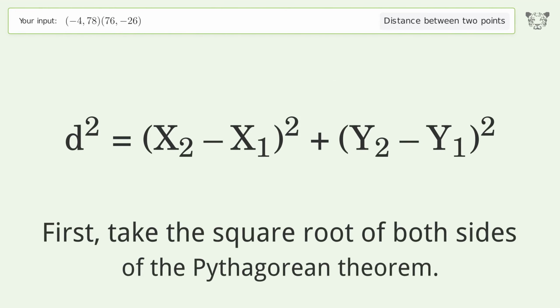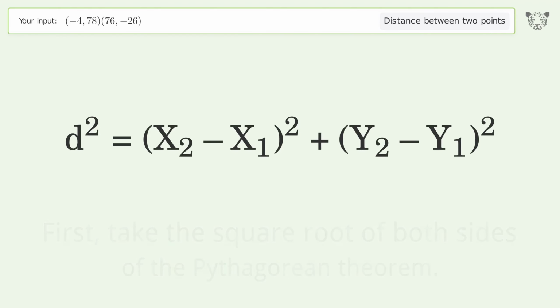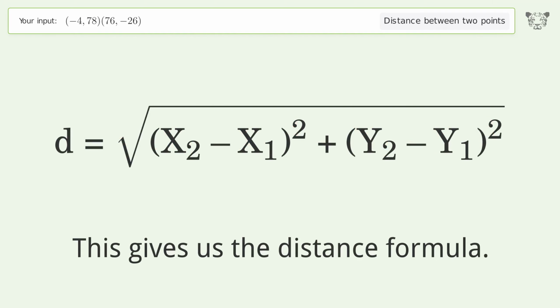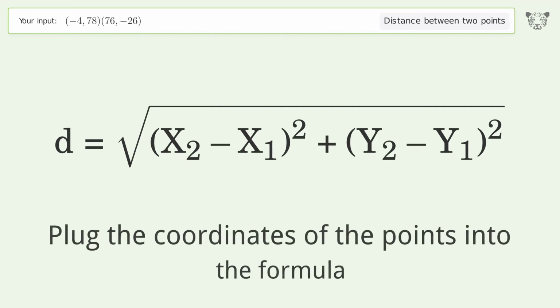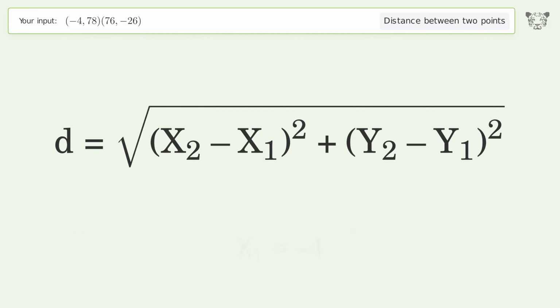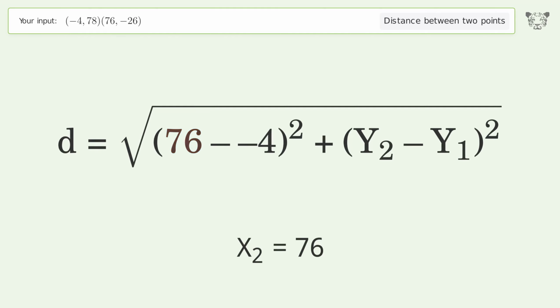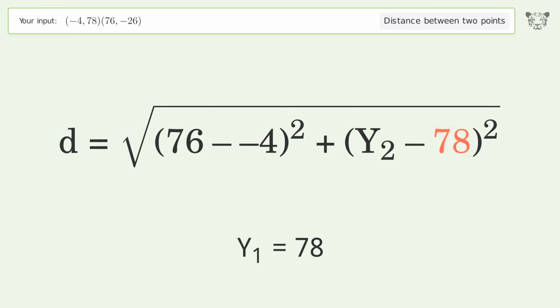First, take the square root of both sides of the Pythagorean theorem. This gives us the distance formula. Plug the coordinates of the points into the formula. x1 equals -4. x2 equals 76. y1 equals 78. y2 equals -26.